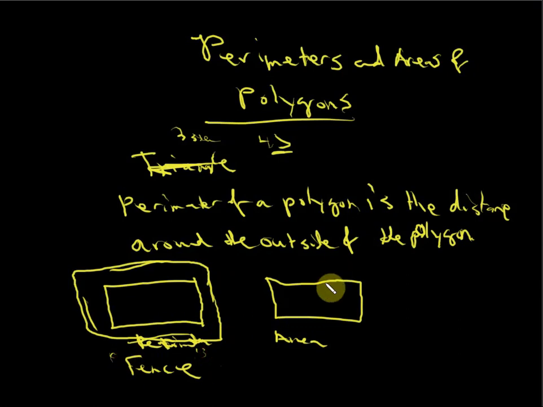And the area is, you have the boundaries, but you're trying to measure what the boundary internally encompasses. So when you see some type of area, they're talking about what's all within this boundary. And with perimeters, we're talking about just the outside. So we can clear this out.